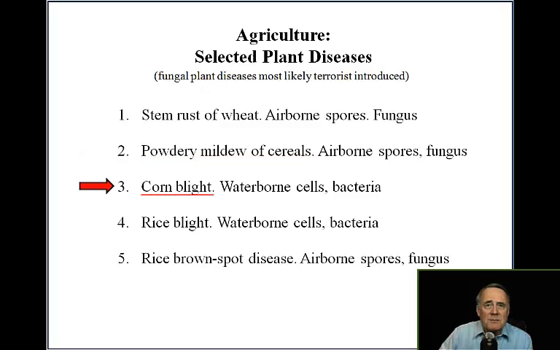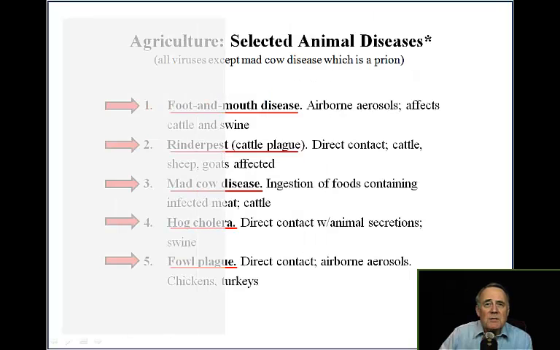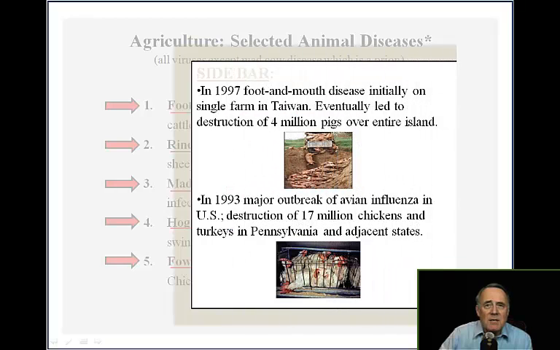Corn blight, which is a bacteria spread by water. Rice blight, which is also a bacteria spread by water. And rice brown spot disease, which is a fungus spread by airborne spores. Here are 2 additional examples of the potentially devastating effects of the use of animal disease agents by terrorists.